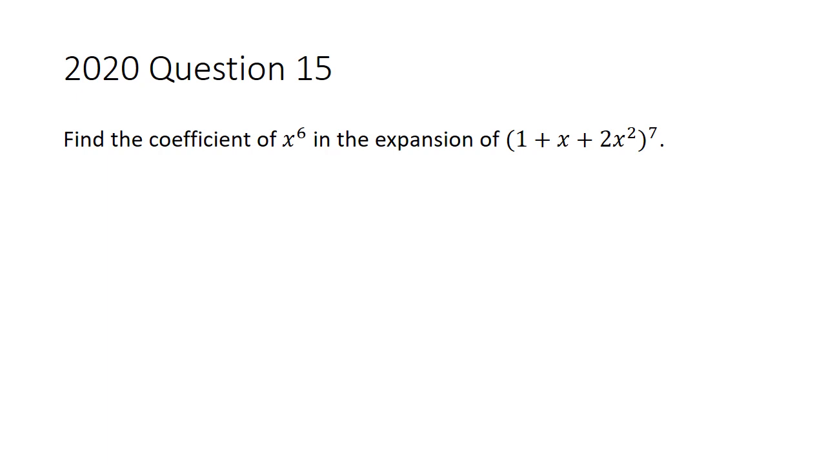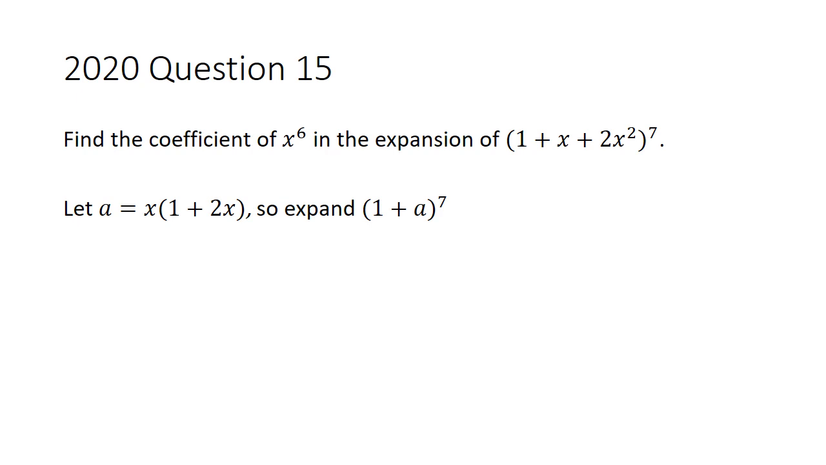So question 15 is a trinomial expansion problem, and we're not going to solve the trinomial expansion. Instead, we're going to change this into a binomial problem by substituting a equals x(1 plus 2x). This will change the expansion into that of (1 plus a) to the power of 7.